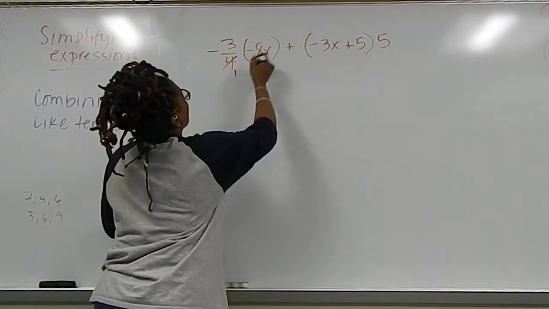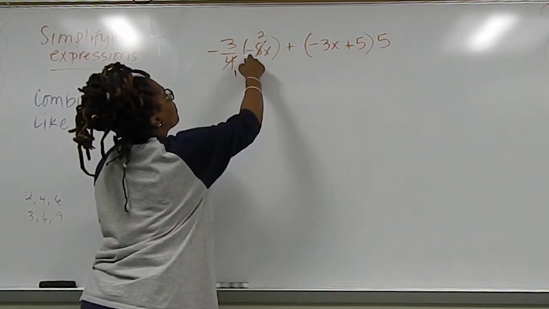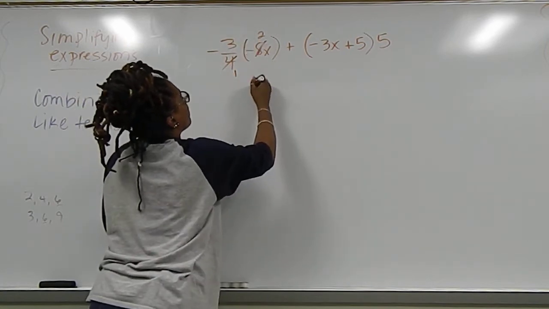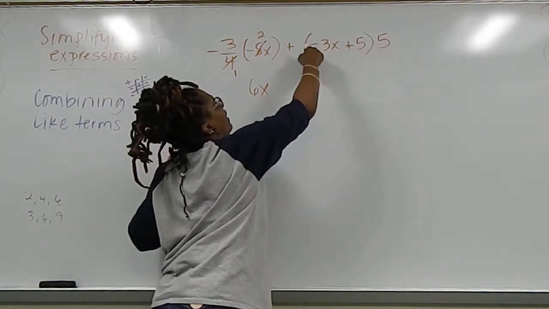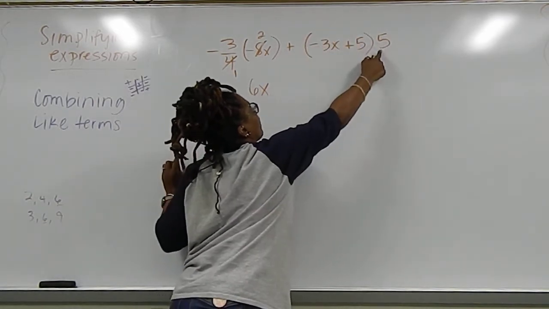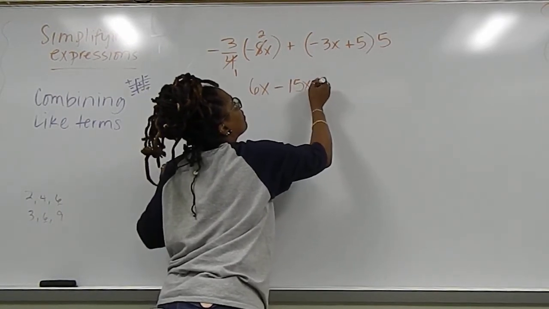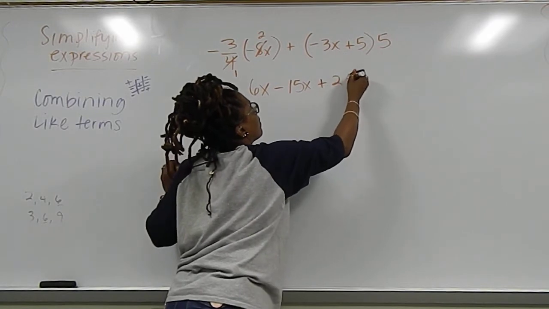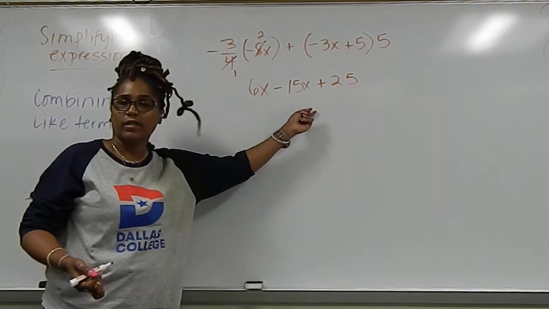4 goes into 4 once. 4 goes into 8 2 times. Negative times a negative is a positive, so negative 3 times negative 2x is a positive 6x. I'm going to go ahead and distribute this way like I'm supposed to. Positive 5 times negative 3, negative 15x. Positive 5 times positive 5, plus 25.